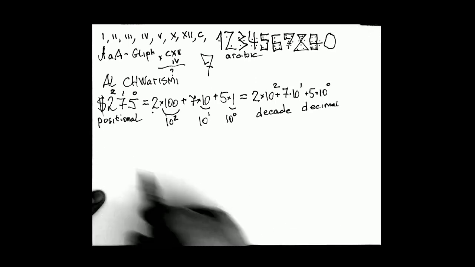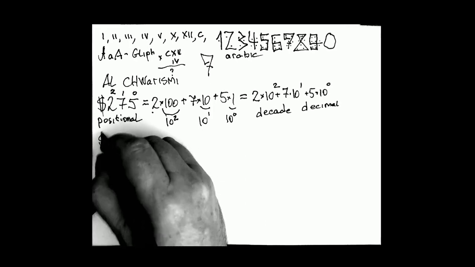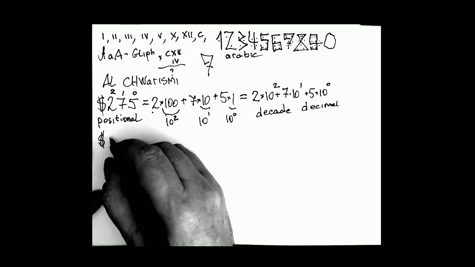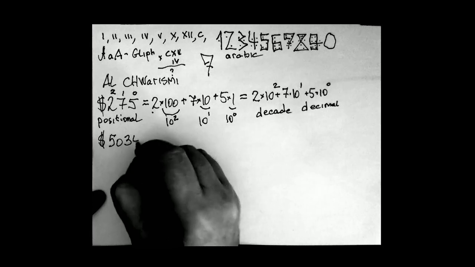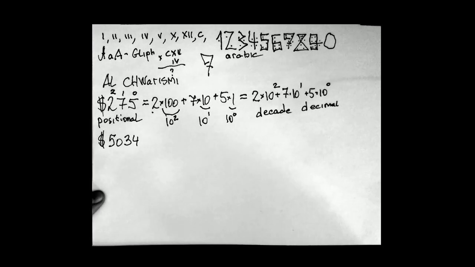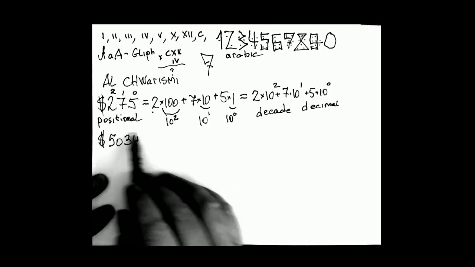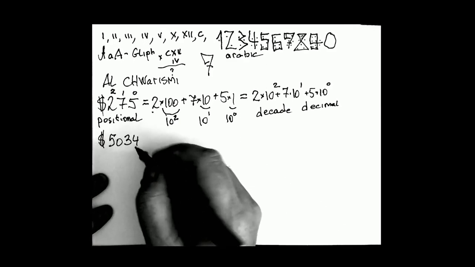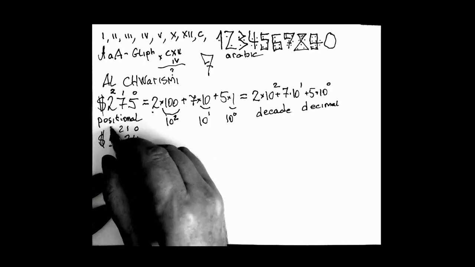Now let's review another sample. The quantity of money will be $5,034. Alright, so how do we understand the structure of this record of quantity? First of all, we need to mark up the positions: position 0, position 1, position 2, position 3.